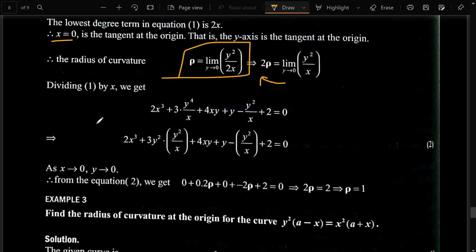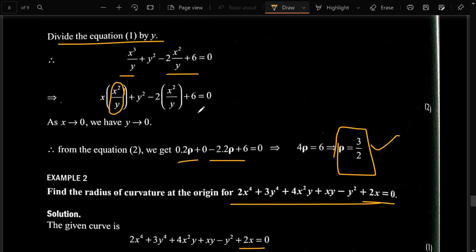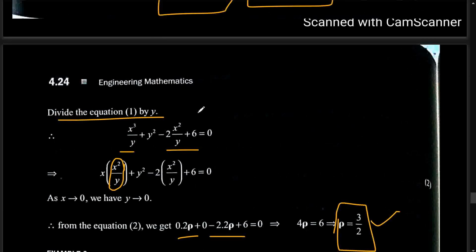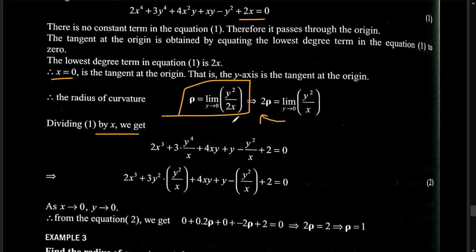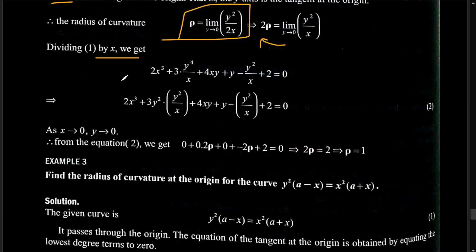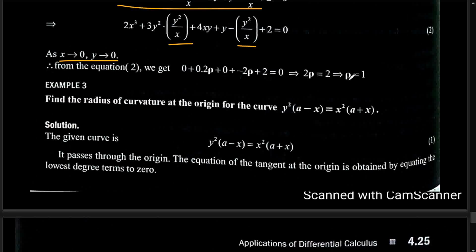And now divide the given equation by x, because in the first case we divided it with y to get x square by 2y, but here we have to get y square by 2x, so here we are dividing it by x. So just divide it, and take the y square by x terms separately within the bracket, and now put it as 2 rho, and put x is equal to 0, y is equal to 0, and you get rho is equal to 1.